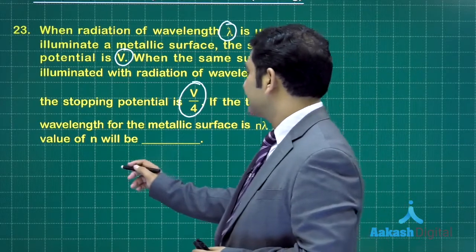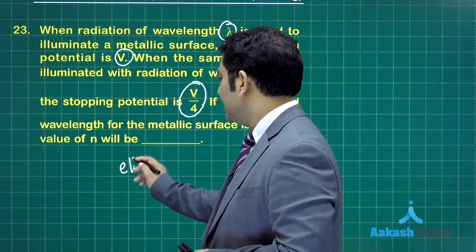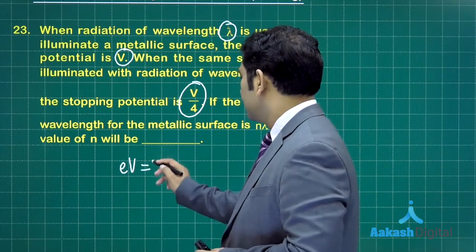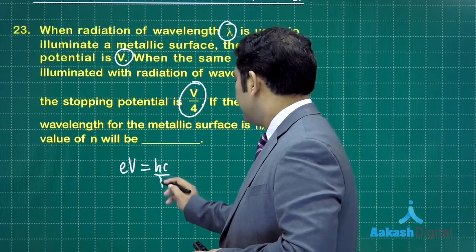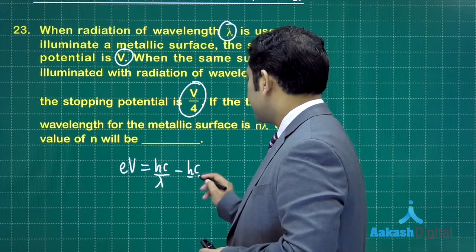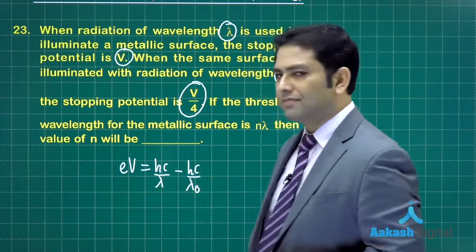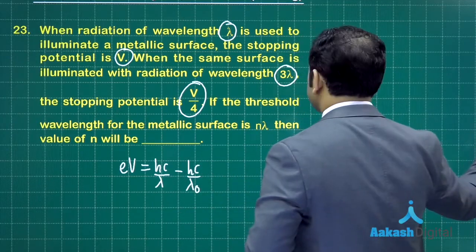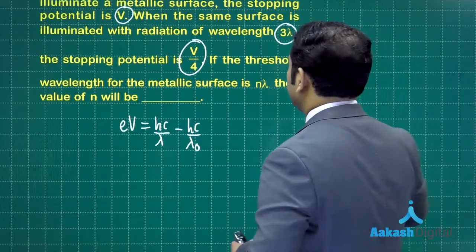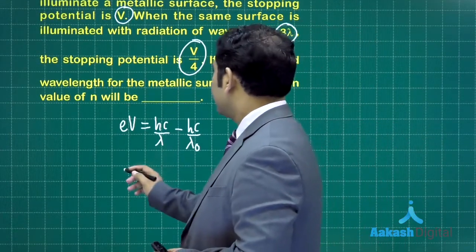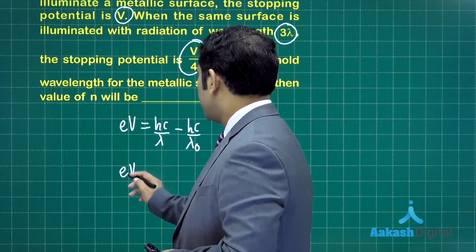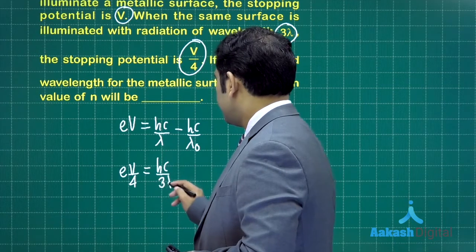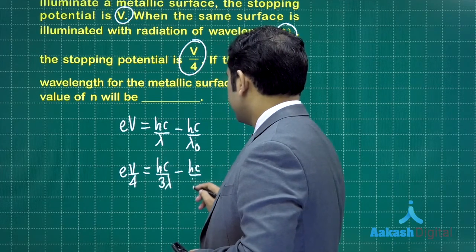Now starting with this, E times V, which is the stopping potential, the V, that's going to be equals to hc by lambda minus of hc by lambda naught. The Einstein's photoelectric equation, right? And then the second case, let's say, when the wavelength is 3 lambda, the stopping potential is V by 4. So this is going to be equals to hc by 3 lambda minus of hc by lambda naught.